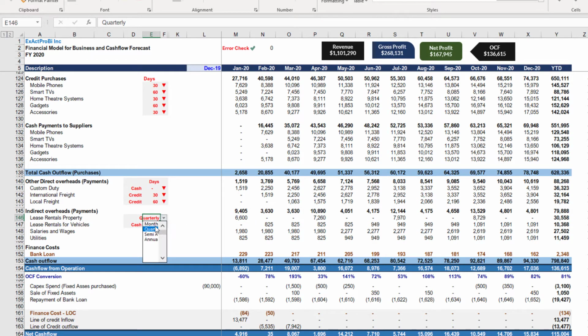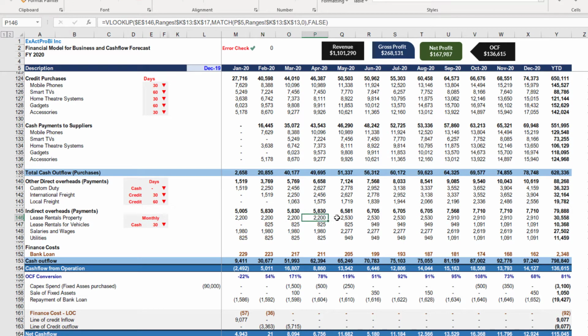So if you make it monthly, you'll have an optimum cash flow situation because you'll be breaking your payments into monthly, which makes your situation more manageable if you're struggling with the cash flow. Let's change back to quarterly.